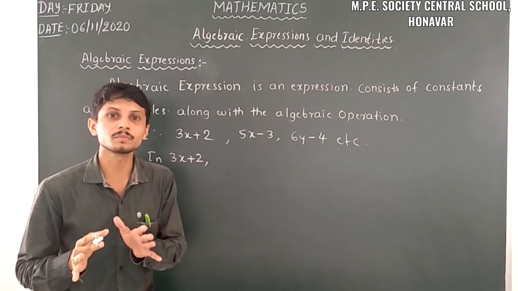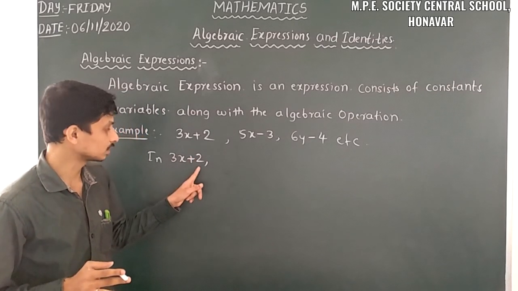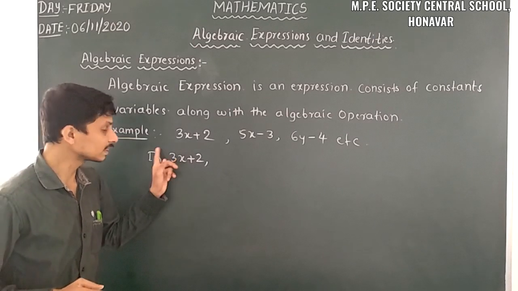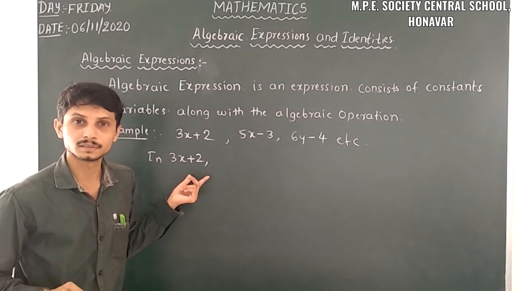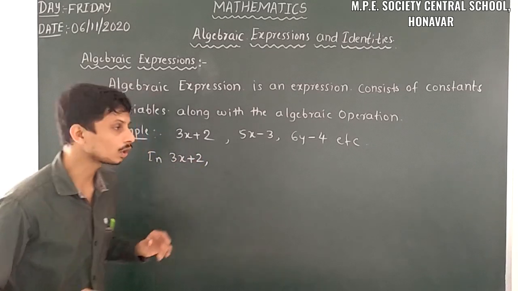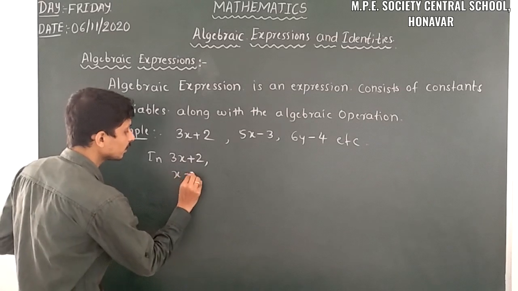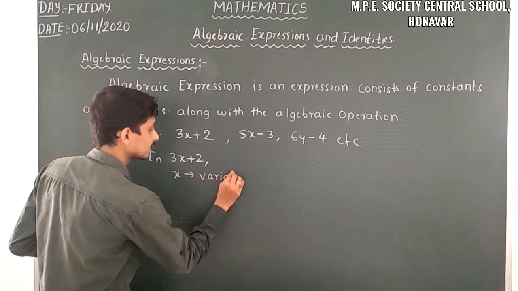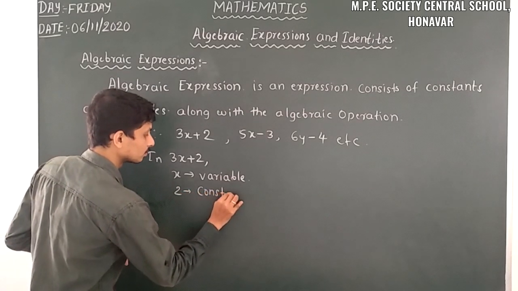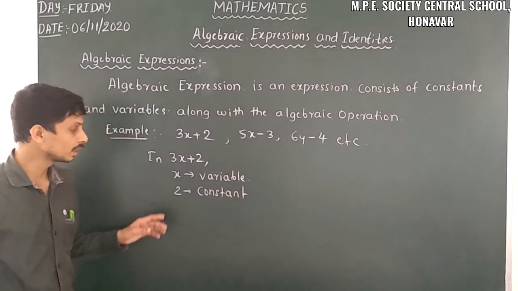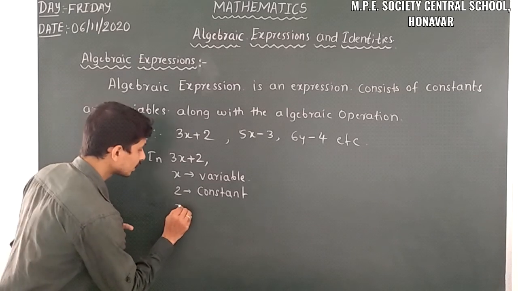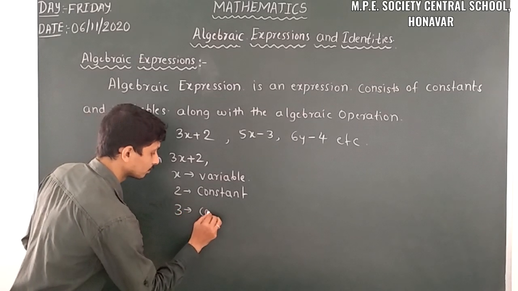Here we have some terms: one is the constant, one is the algebraic operation, one is the variable, and this 3 is the coefficient of x. That means we call it the coefficient of that variable. So let us take all those things. Here x is a variable, 2 is a constant term, plus is an algebraic operation, we know that, and 3 is the coefficient.